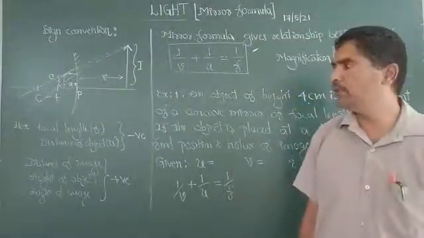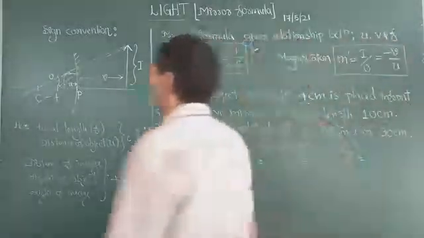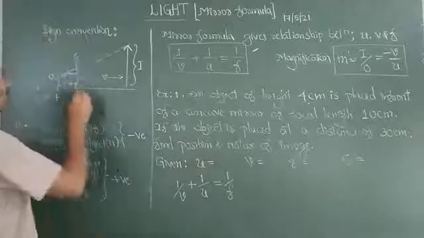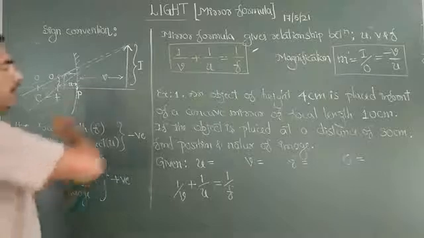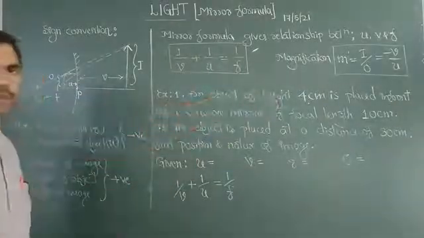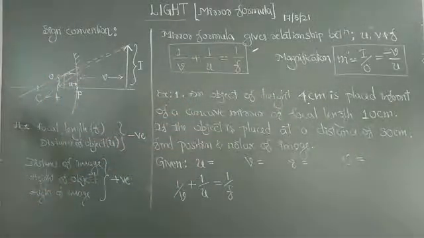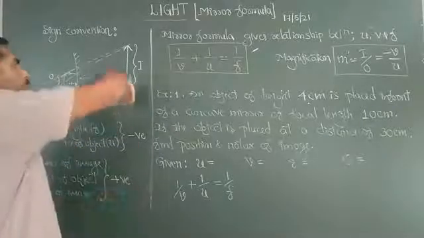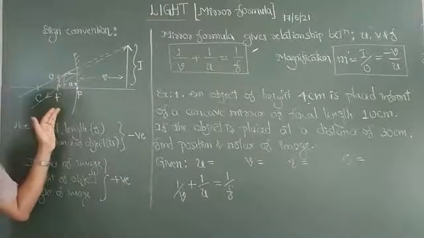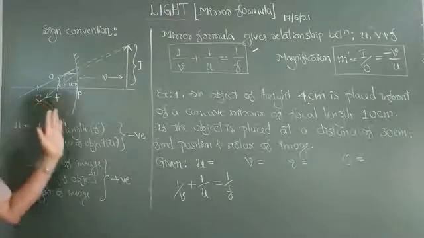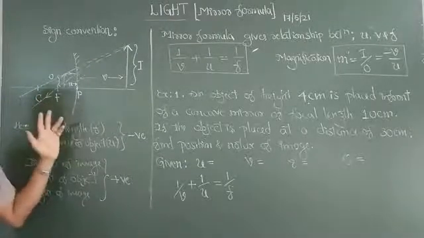What is the sign convention? All distances are measured from the pole only. Distances measured in the direction of light are positive. If you go back, it is negative. Distances measured upwards are positive, downward are negative. So here is an illustration, an example to make you understand more clearly.